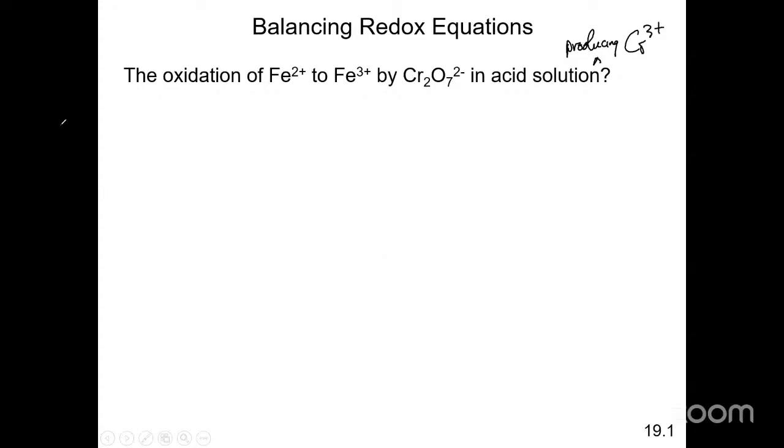Okay, so how would you go about balancing this equation? Let me see if my students from Chem 1 can remember the steps. So what would be the first step in this process?